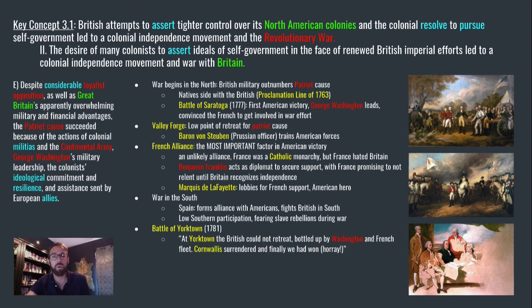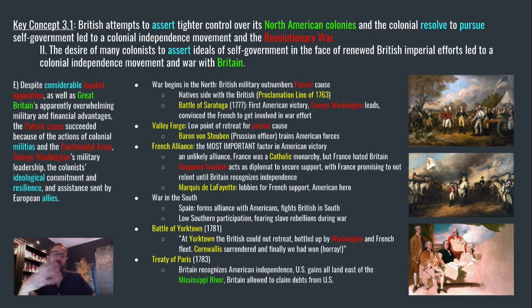Okay, so the war is over. The peace is not achieved until 1783, though. Okay, so it takes a couple years to negotiate what will be the outcome of this war. What did we get out of it? What did Britain get out of it? Britain recognized American independence. The U.S. got all land east of the Mississippi River.